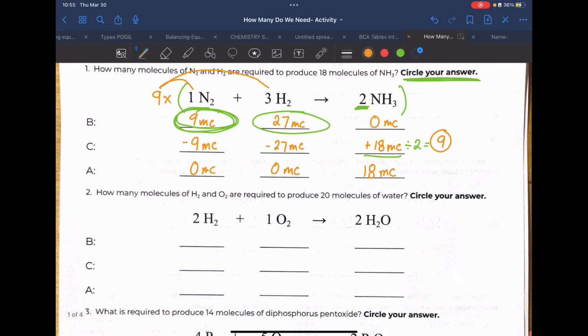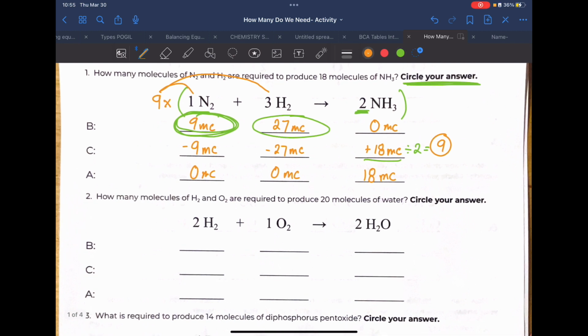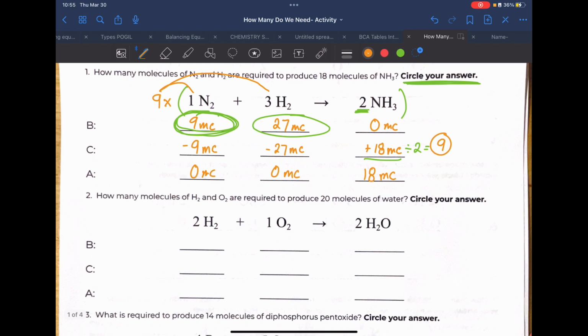Okay, let's go on to number 2. You can probably do this one yourself, so pause the video here and give it a shot. Here we go. Just like in number 1, we're starting with how much we should be producing. So I'm producing 20 molecules of water. I'm going to put that down here. I know right off the bat that that means I need to make those 20 molecules of water, and that means that I'm starting with 0.